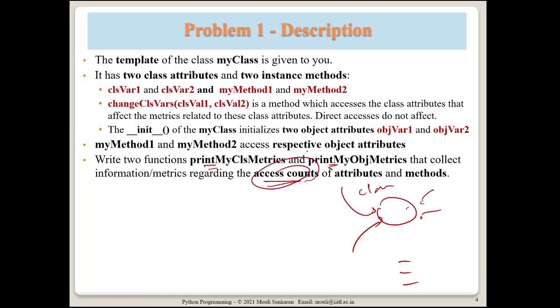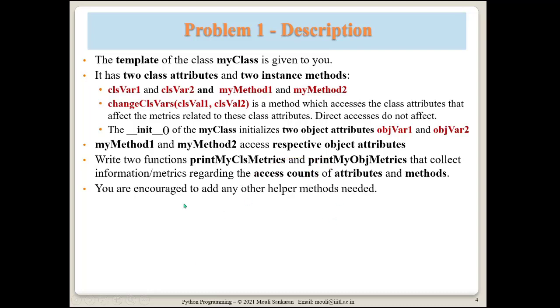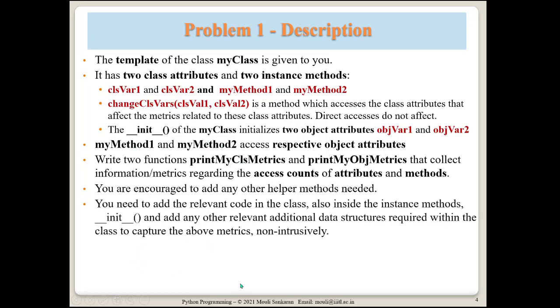Access count is different from object count, the number of objects. I will tell you. You are encouraged to add any other helper methods needed. Not only modifying these methods or the init function, you can write some more methods if you want, no problem, to make it modular.